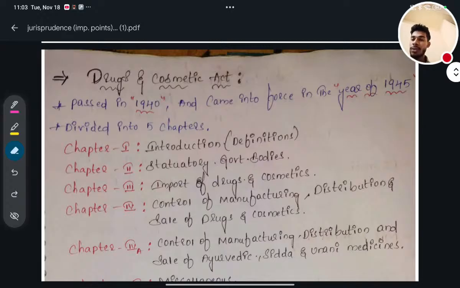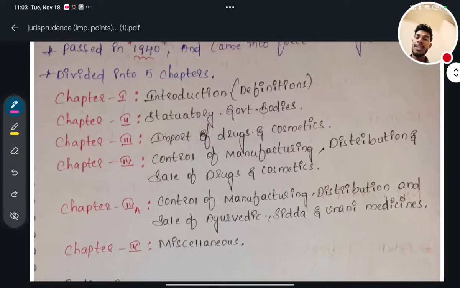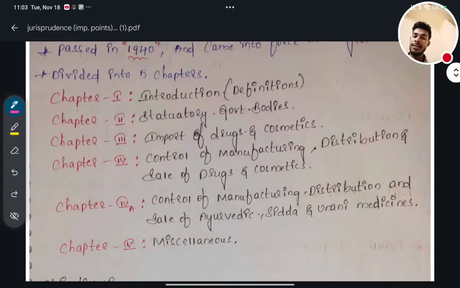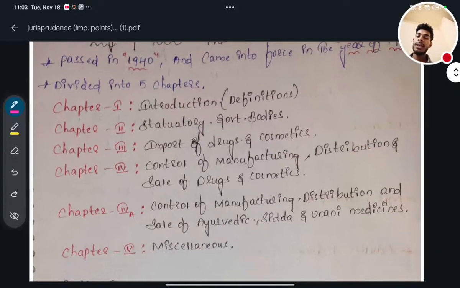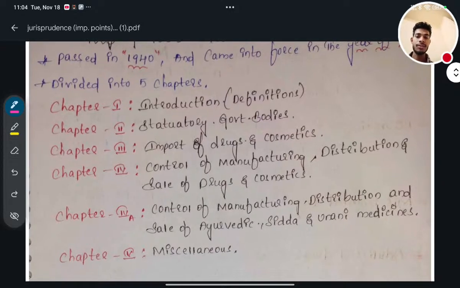Now okay. So this Drugs and Cosmetics Act is divided into 5 chapters. First of all, I'll not explain everything, rather I'll tell you all the main important points which are generally asked in different competitive exams. I'll not explain it like you will learn from me and then go and write in the semester exam, not theory. Main important points. Okay, so let's start.